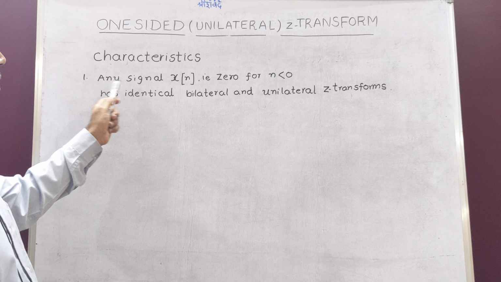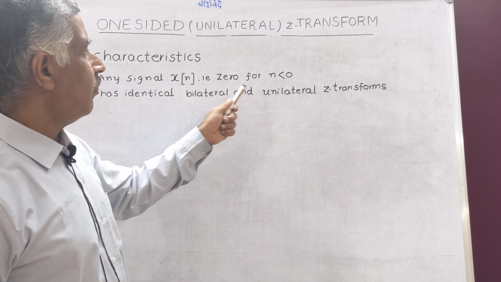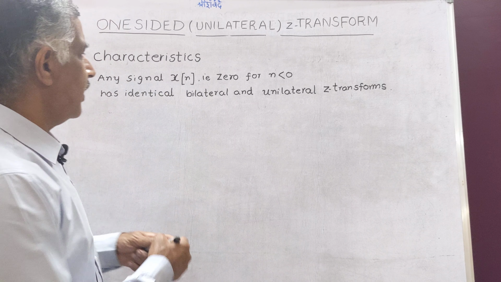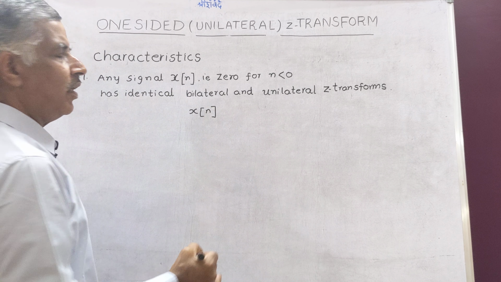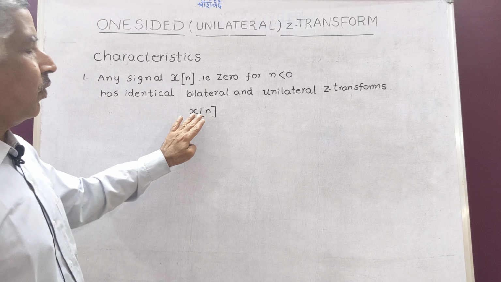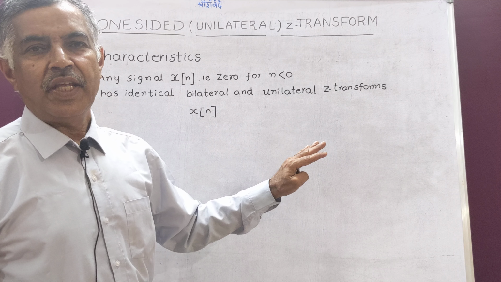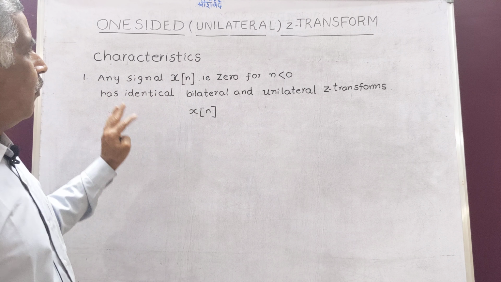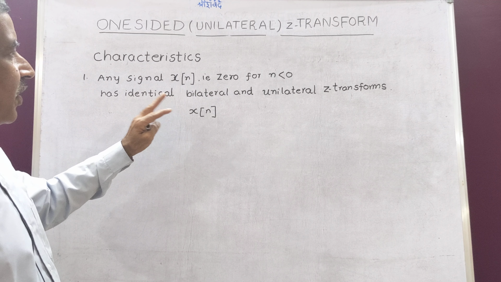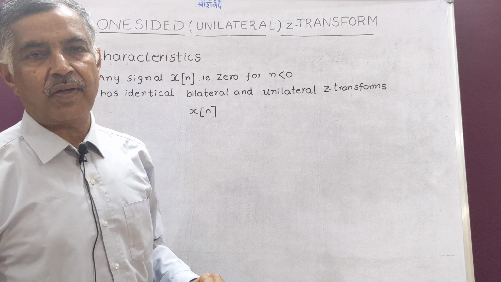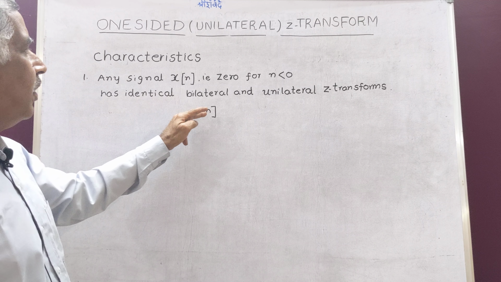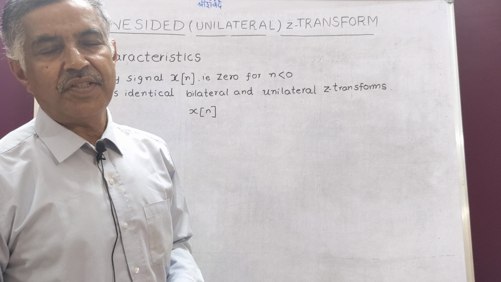First characteristic: any signal x of n that is 0 for n less than 0 has identical bilateral and unilateral Z transforms. Suppose you take a signal x of n, and let us assume it is 0 for n less than 0, that is n equal to minus 1, minus 2, minus 3, and so on. It exists only for positive values of n. Under this circumstance, the unilateral Z transform and the bilateral Z transform are identical. This is number one.